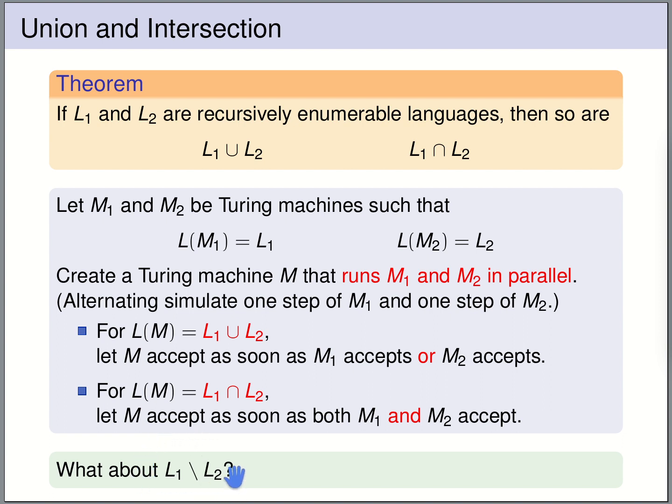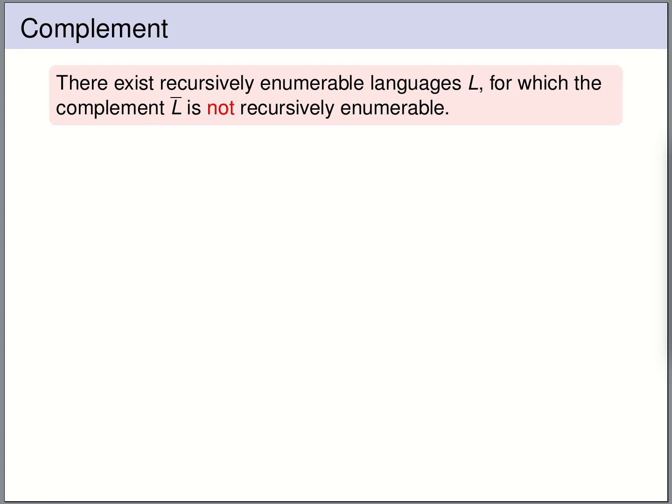So this language cannot be accepted using this construction. And we will actually see that this is really not possible, that there are cases where this language L1 minus L2 is not recursively enumerable. The class of recursively enumerable languages is not closed under complementation. So there are recursively enumerable languages L for which the complement of L is not recursively enumerable.